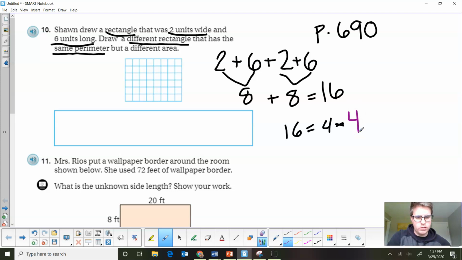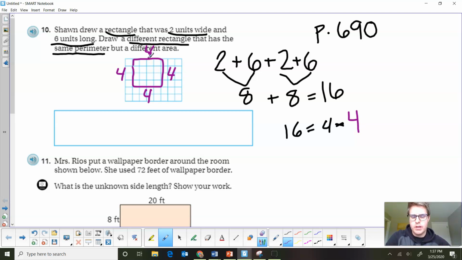Yeah, 4 times 4. So if I drew a rectangle that was a 4 by 4, which is actually a square, right? 1, 2, 3, 4, 1, 2, 3, 4. That is going to have a perimeter of 4 plus 4 plus 4 plus 4, which is 16. So I've successfully drawn a different rectangle that has the same perimeter, but a different area.